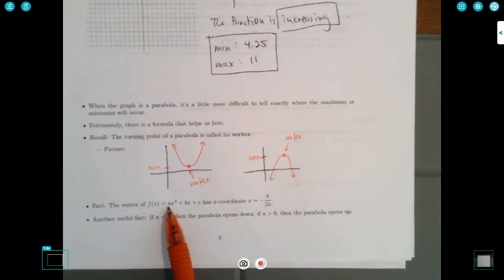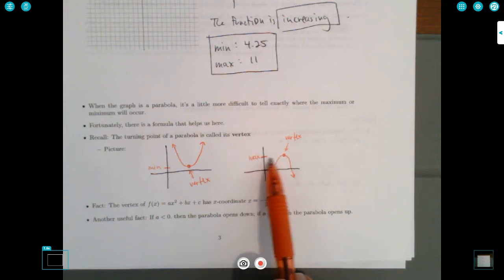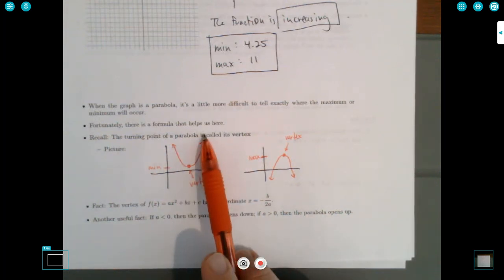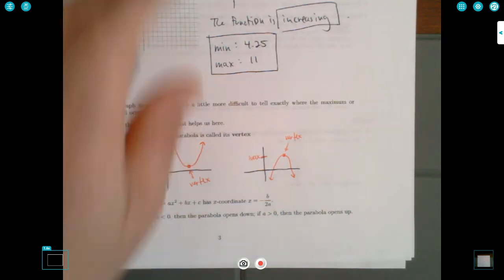Well, you know that by looking at this number right here. If it's a negative number, so if a is less than 0, then the parabola opens down. And you have this situation, in which case you get a maximum, right? If, on the other hand, this number right here is a positive number, then the parabola is going to open up, and your vertex is going to give you a minimum value, okay?